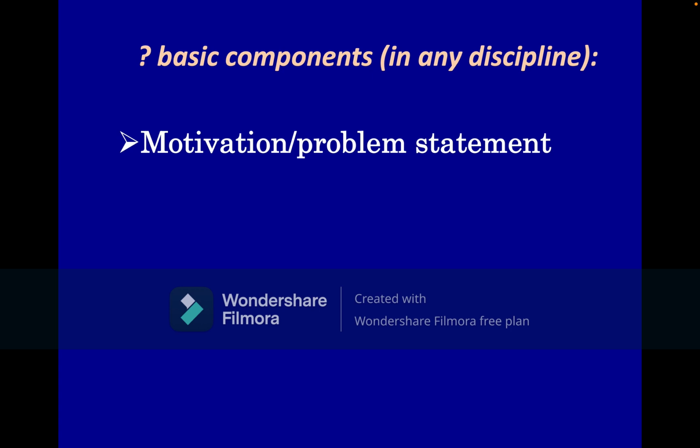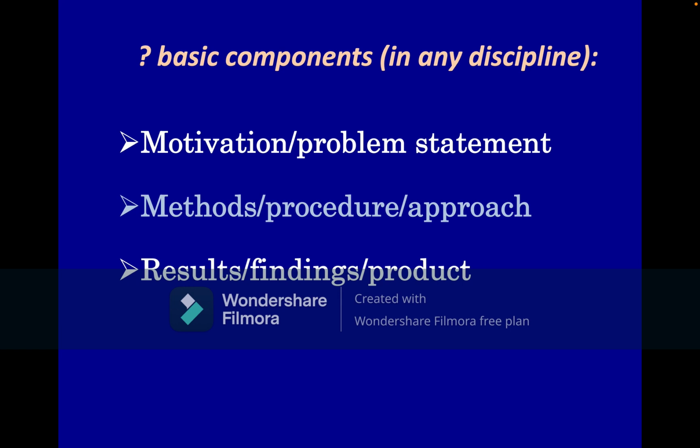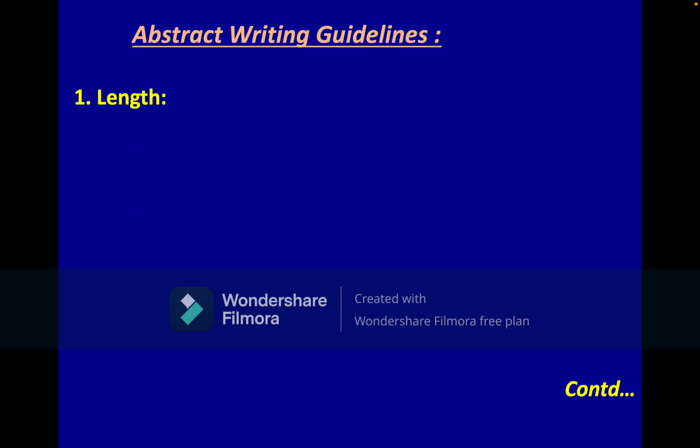That should be focused on first and foremost, followed by what specific methodologies, procedures or approaches you have followed to solve the problem mentioned in the first 1 or 2 sentences. In the third to fourth sentences you have to write the most important results or findings or the product if any, and lastly you have to mention in a very brief way the conclusion or the implications of the research work.